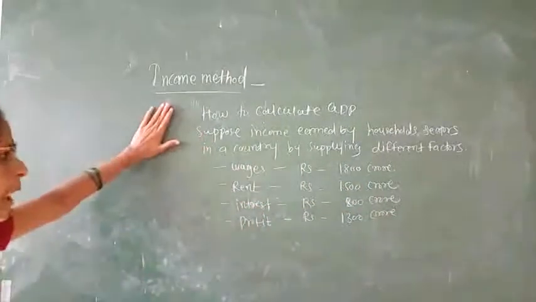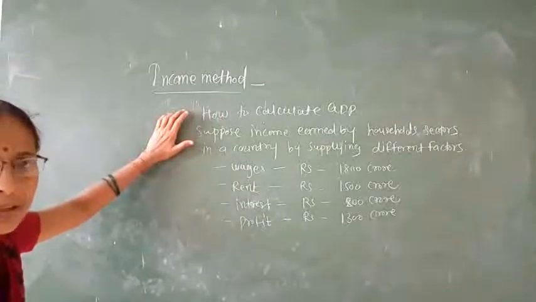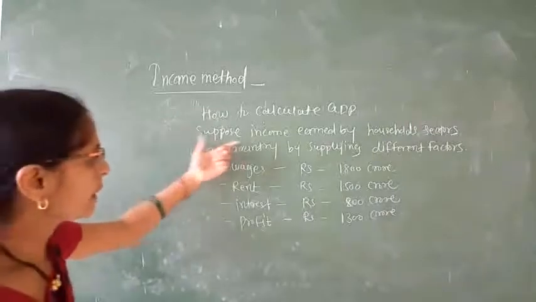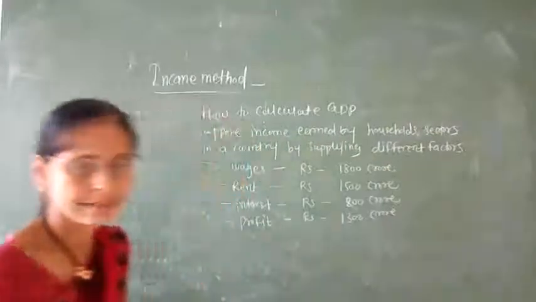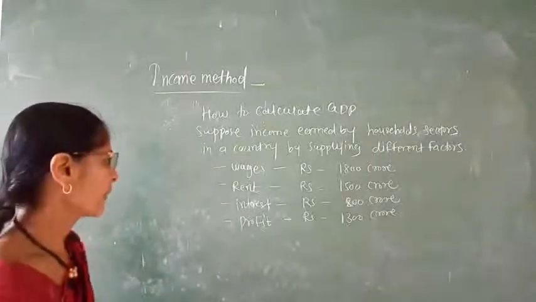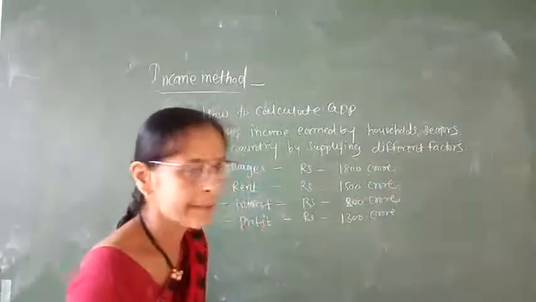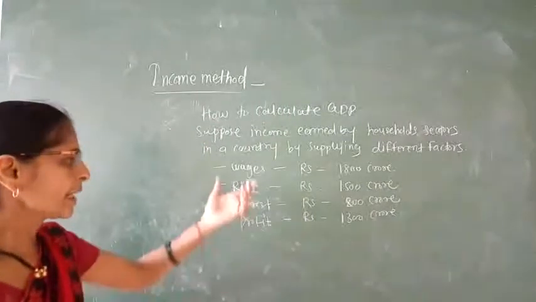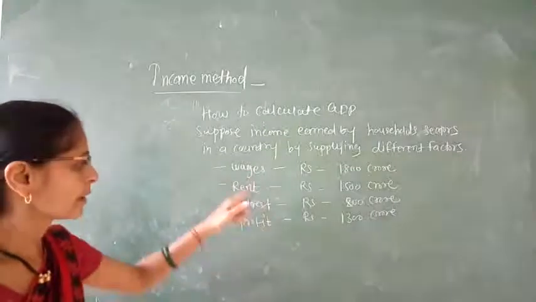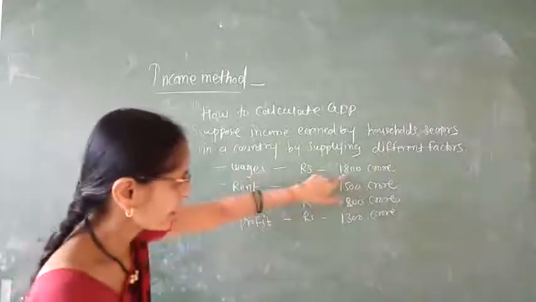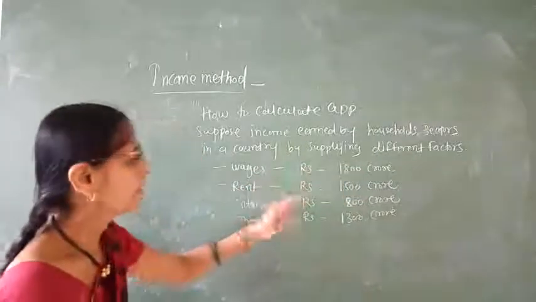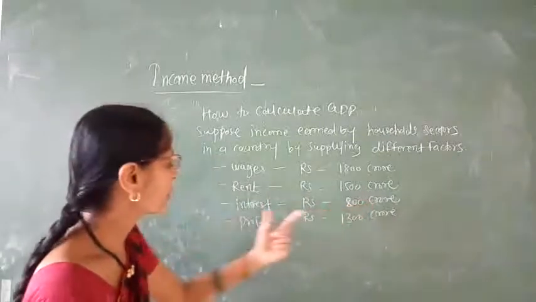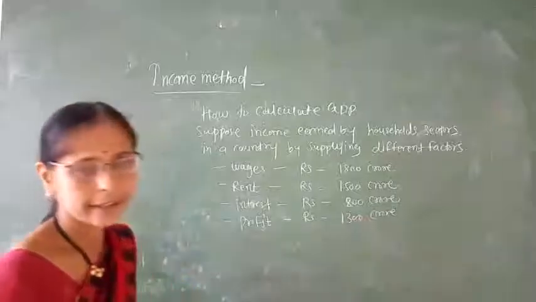Here, how to calculate the GDP, the gross domestic product or national income. Suppose the income earned by the household sectors, that is all the individuals of the country, by supplying the different factors, land, labor, capital and organization, is given as wages, rent, interest and profit. Wages is 1800 crore, rent is 1500 crore, interest is 800 crore and profit is 1300 crore.